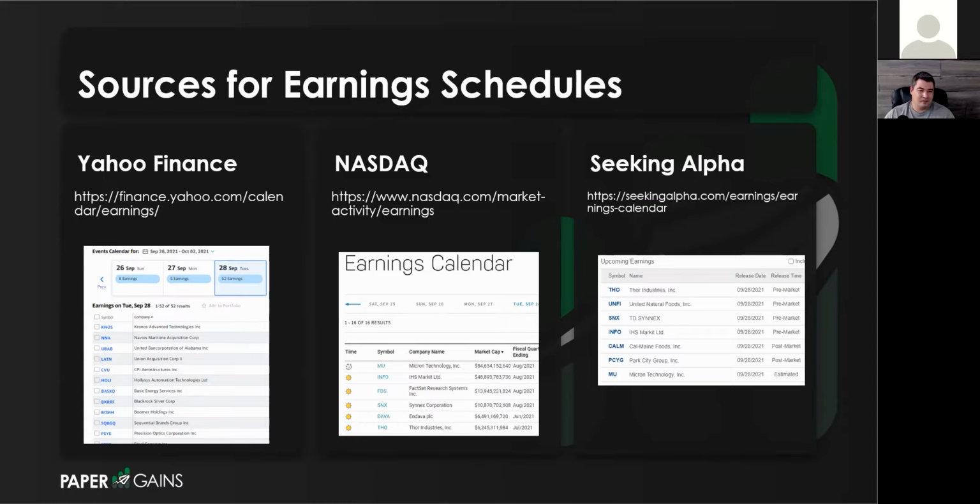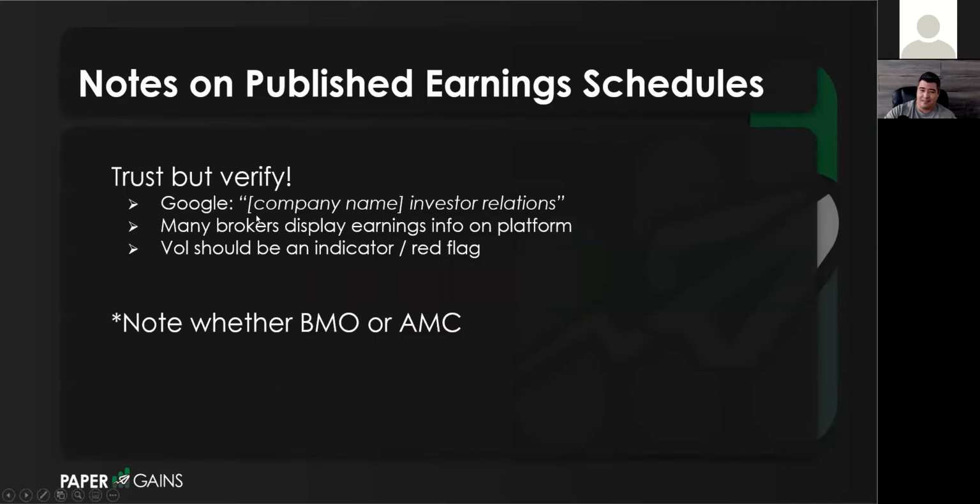There's only one real way to actually find out when earnings are. So you get your list, and then you have to verify it. The only way to do it is to Google the company name and then investor relations. Then on their website, you'll be able to see the presentation. And if you do that, you'll find out that some of these dates are way off. Maybe the times are different. And it's critical that you have that time frame correct.